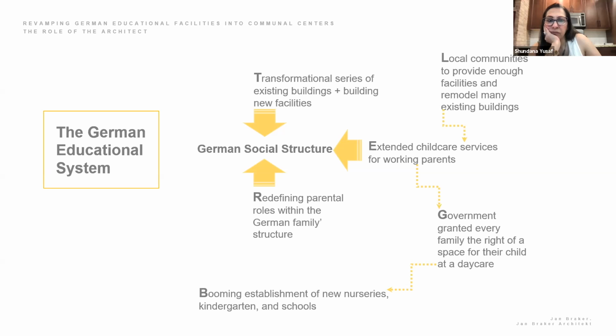Reflecting on the needs of the community as a pressing priority, the German government followed a policy of offering extended childcare services for working parents in the past 15 years. This initially started with a program that offers young parents the chance to take time off for up to 15 months after the birth of their child. To follow up on this strategy, the government granted every family the right to a space for their child at a daycare. This eventually caused a booming establishment of new nurseries, kindergartens, and schools that are largely funded by the German state.